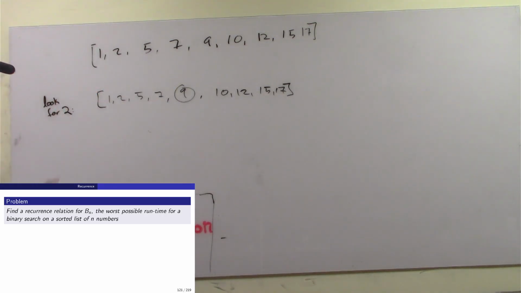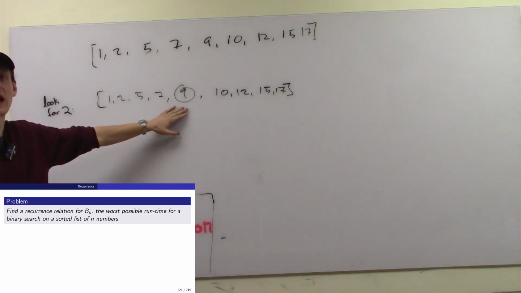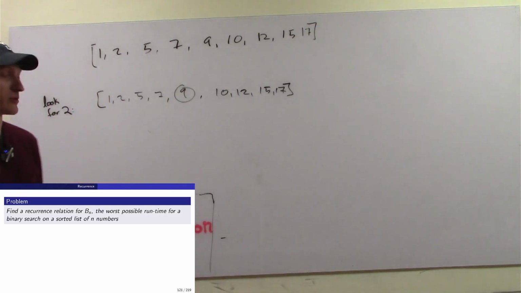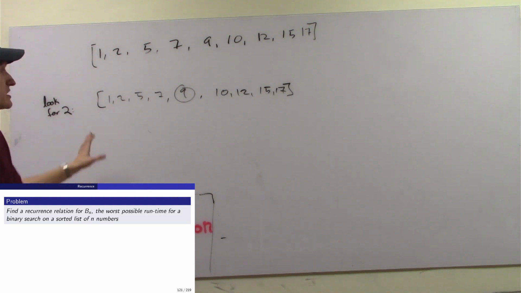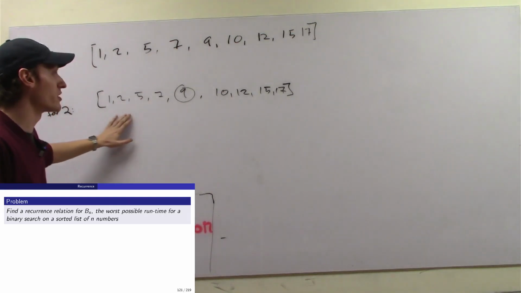Okay, so I'm going to notice 2 is less than 9. If it was equal to 9, we'd be done. We'd say, hey, I found it, you're golden, you got this really quick. 2 is less than 9, however. But what does that mean? Well, 2 is less than 9, and this list is sorted. So I know 2 is somewhere in here.